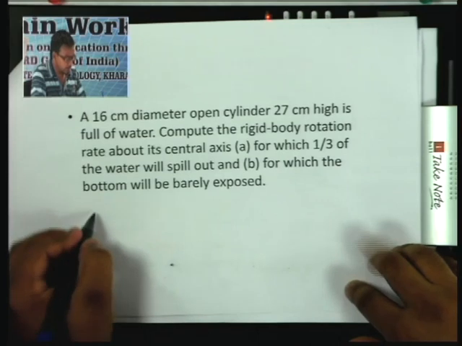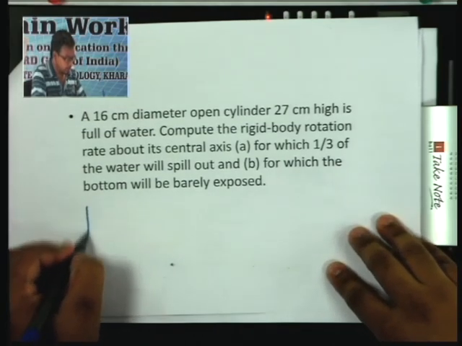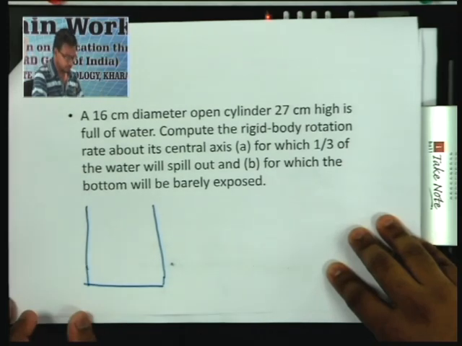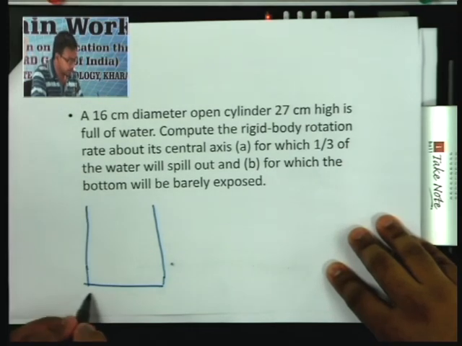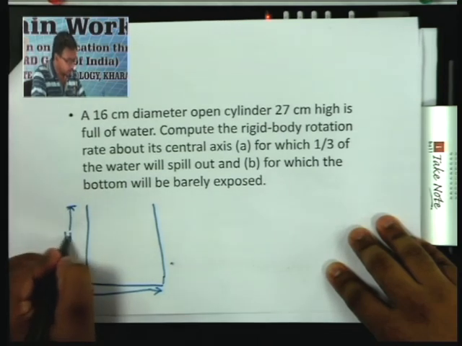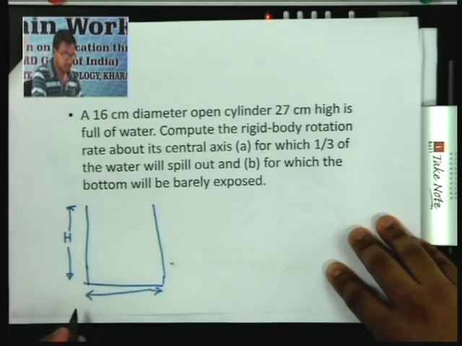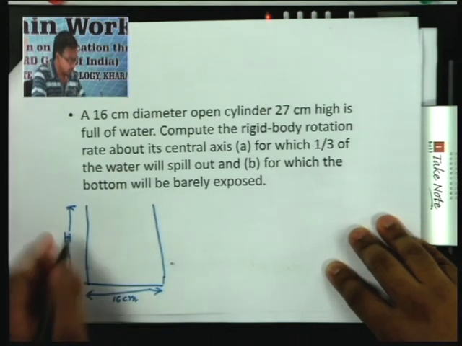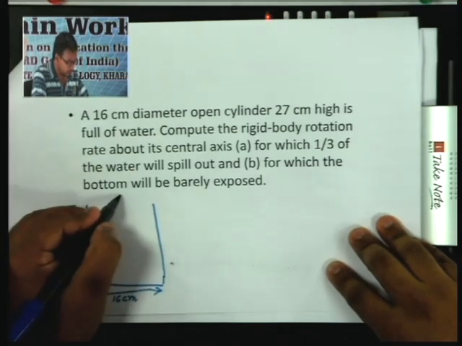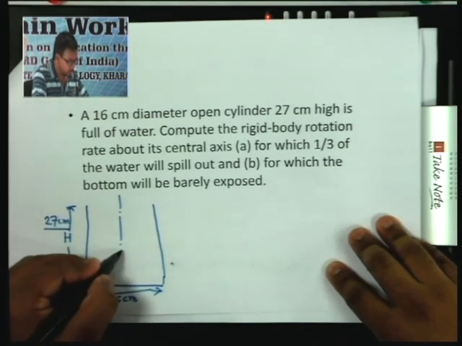So first let us draw a picture to make the situation clear. This is a container, a cylindrical container. The diameter of the container is given as 16 centimeter, and the height of the container is also known, which is 27 centimeters. So this is 16 centimeter and this is 27 centimeter, and this is the central axis of the container.